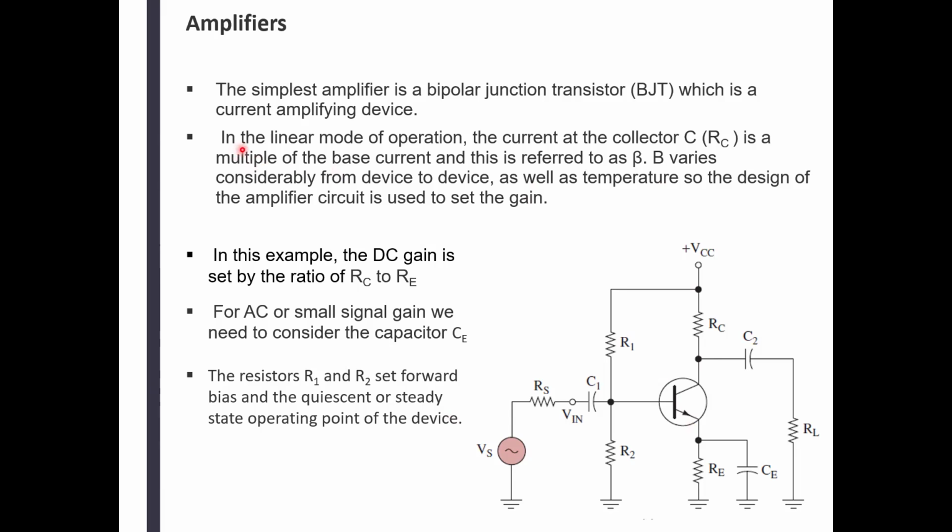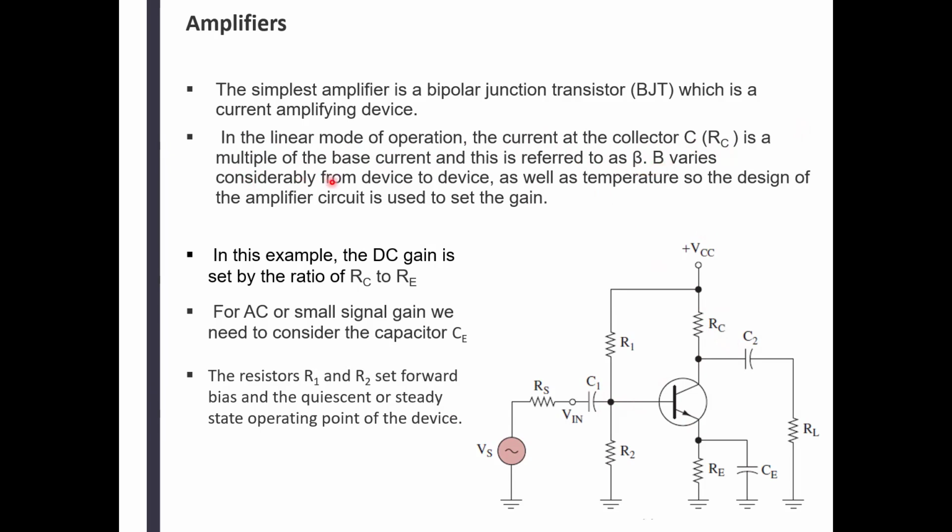So let's see here. In the linear mode of operation, the current at the collector, here's the collector, is a multiple of the base current. Here's the base. What is the multiple? This is the gain that we're trying to apply here. And the gain we describe as the Greek letter beta.